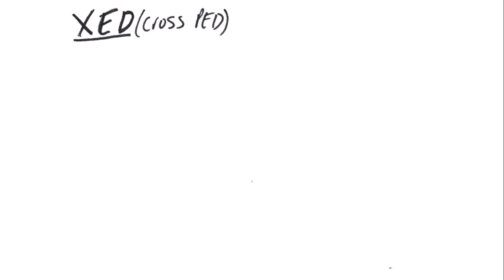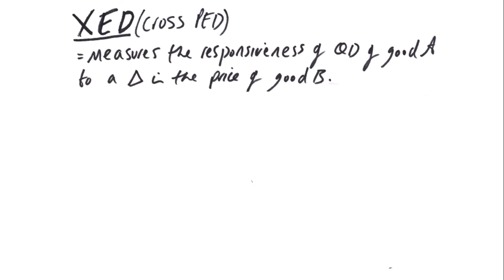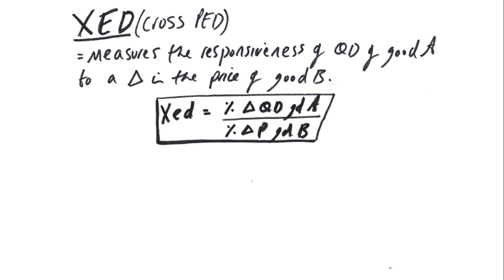So hopefully you have XED measures the responsiveness of quantity demanded of good A to a change in the price of good B. Pause the video, formula. So hopefully you've got it is the percentage change in quantity demanded of good A over the percentage change in price of good B. And just like last time, there are four possible outcomes that could be the case. How about this time you try and do them all and pause the video.